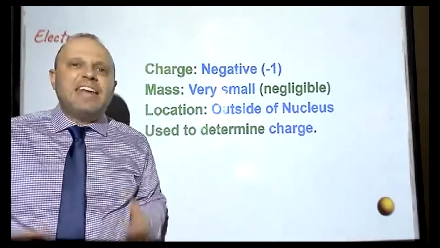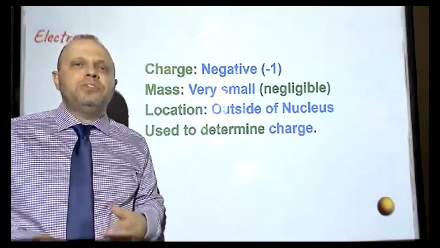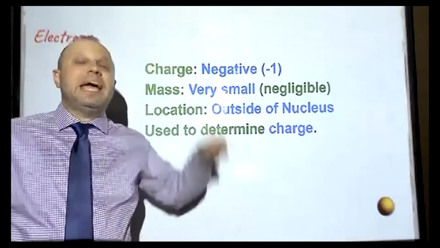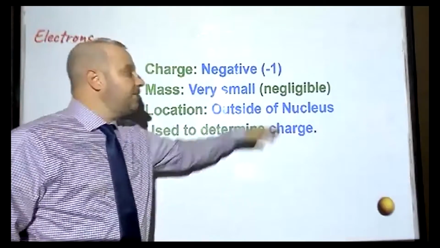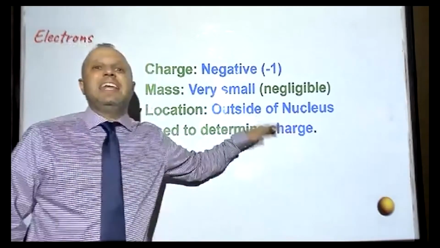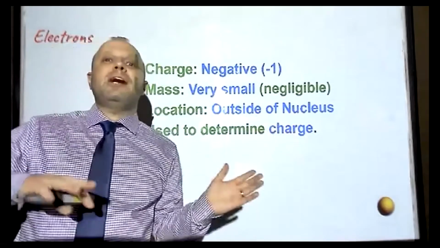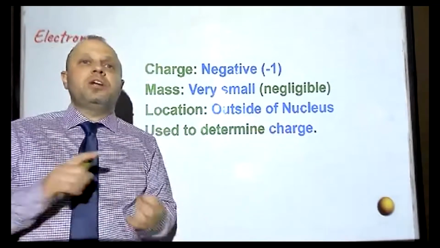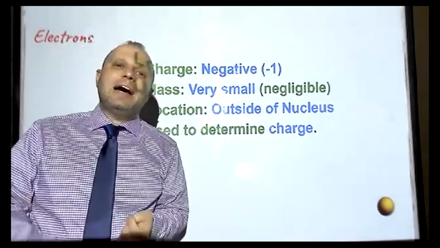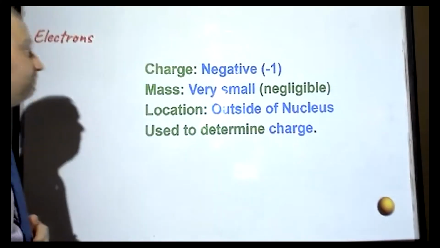So we learned about energy levels on Monday when we talked about the Bohr model, where we had the electrons on the outside, so outside of the nucleus, and it is used to determine charge. And again, charge is something that we're going to talk about in our next lesson. So we're going to talk about isotopes in our next lesson, and we're going to talk about ions in our next lesson, but not for today.